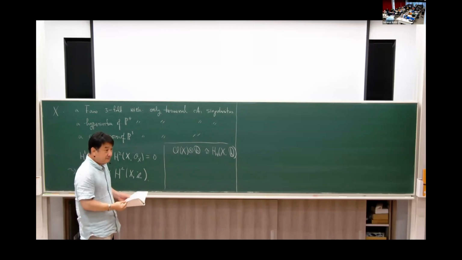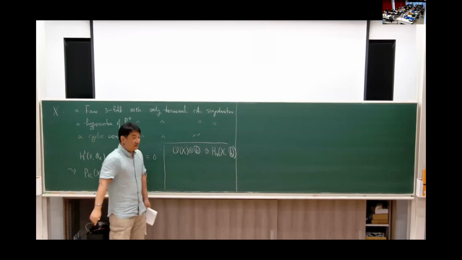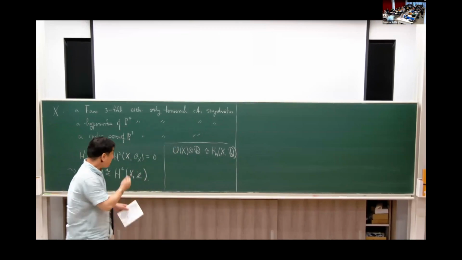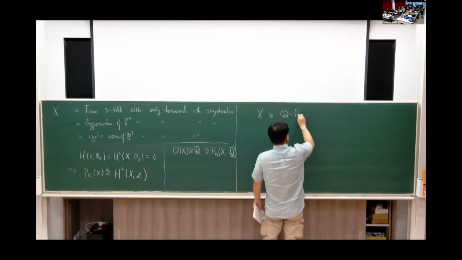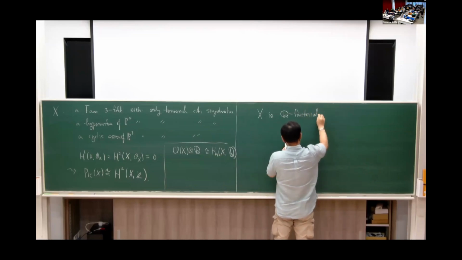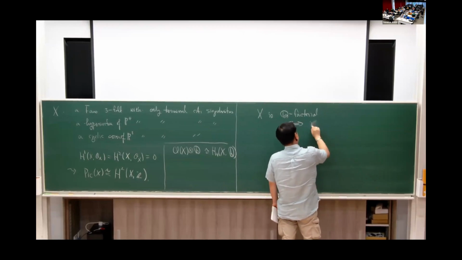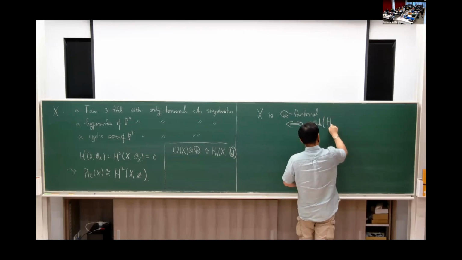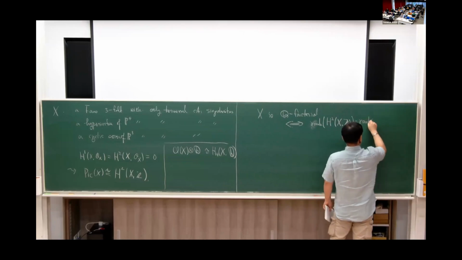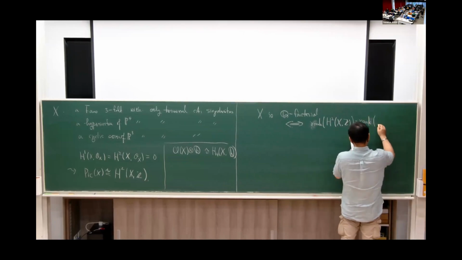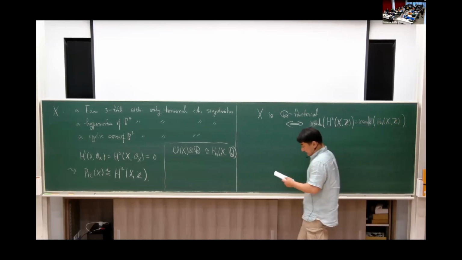In this case, you don't have the torsion part. So that implies X is Q-factorial if and only if the length of H2, I mean the cohomology, and the length of this fourth homology group are the same. Then this is the equivalent condition for the factoriality of X.